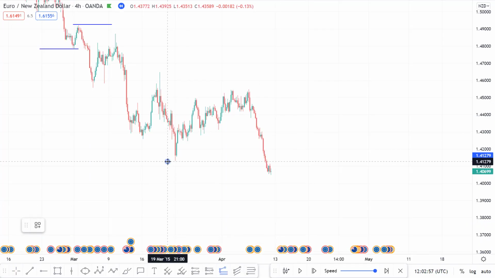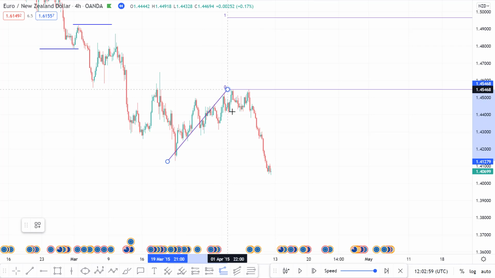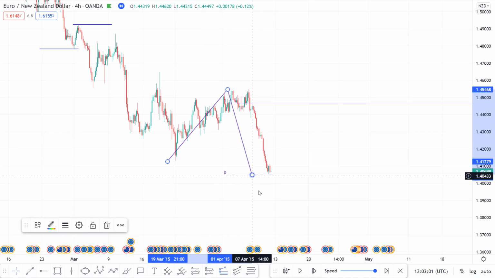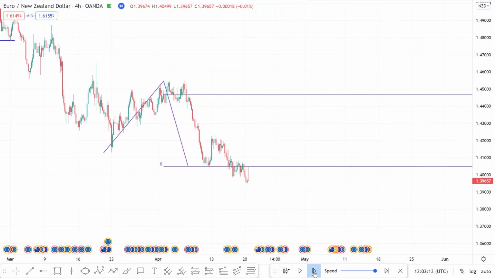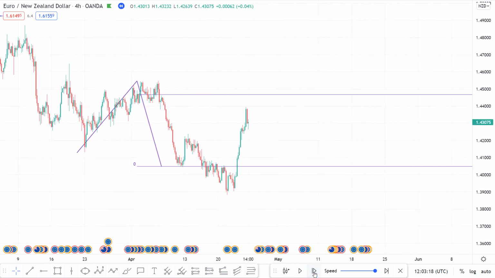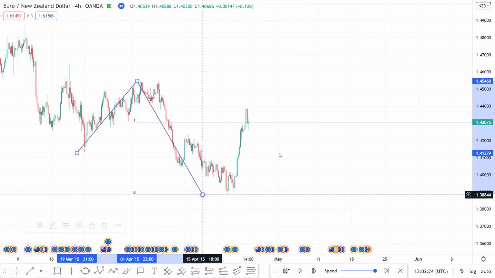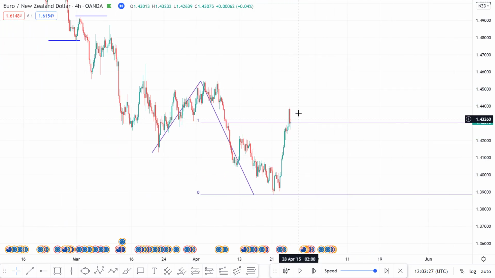Now I've got this new swing measurement here that I can use to trail behind price. Price has gone above this level, although we have got a bearish rejection here. I think that this push up is quite a strong bullish push up.